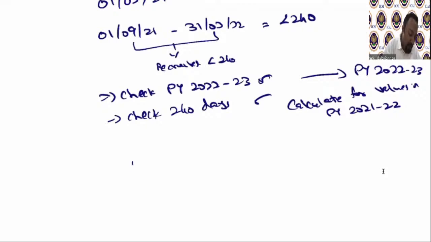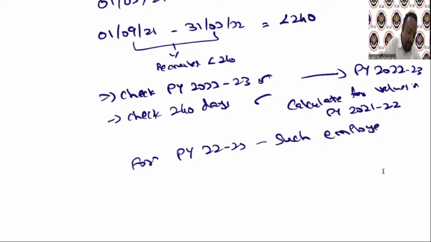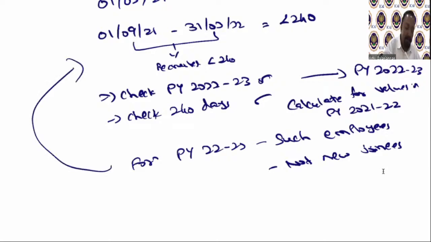Now, for previous year 22-23, such employees are not new employees, not new joinees. They are not new joinees for the subsequent year because you have already considered them as new joinees in the earlier period, right? So it is not a new joinee. So that's what 80JJAA is about. I suppose I've explained it very clearly.